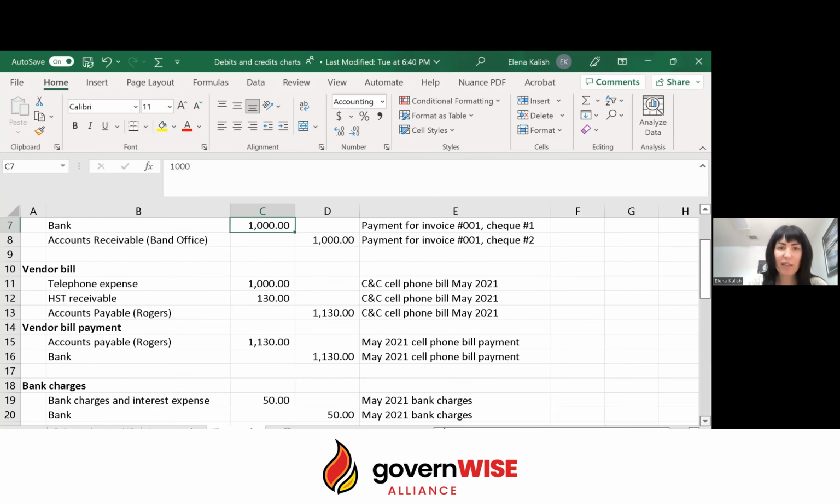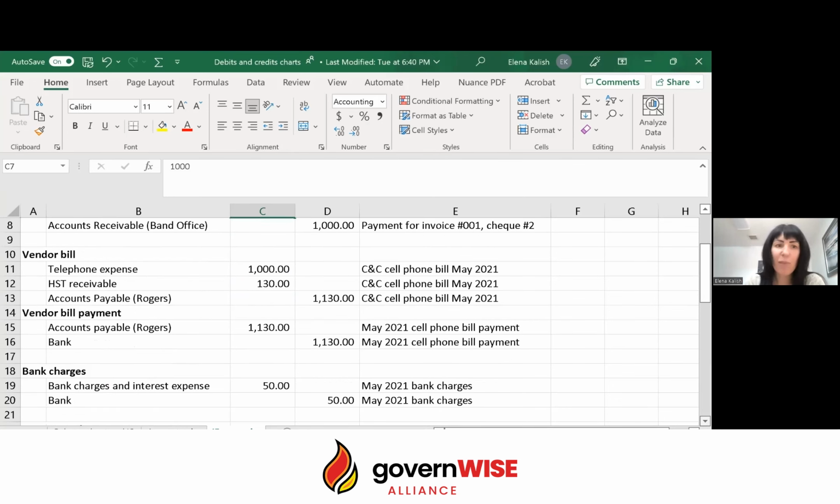Okay, let's look at a vendor bill. So what happened here? We paid the chief and council's cell phone bill, looks like. And on the bill, there is an HST amount, and that HST is recoverable for our organization. And then actually we haven't paid it yet. First, we recorded the bill in our system when we received it. And then later, say a month after that, upon due date, we made a payment for that bill.